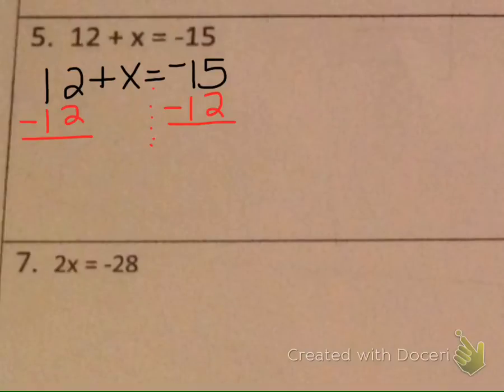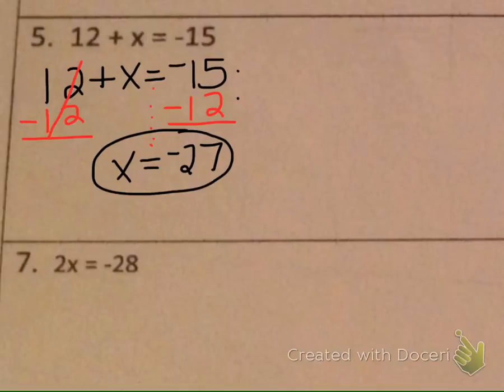Okay, over here on the left side, positive 12 minus 12, that would be 0. That cancels out. You're left with x equals negative 15 minus 12. I have a negative and a negative, same signs. Add: 27, and that would be a negative 27 because 15 is the larger number.